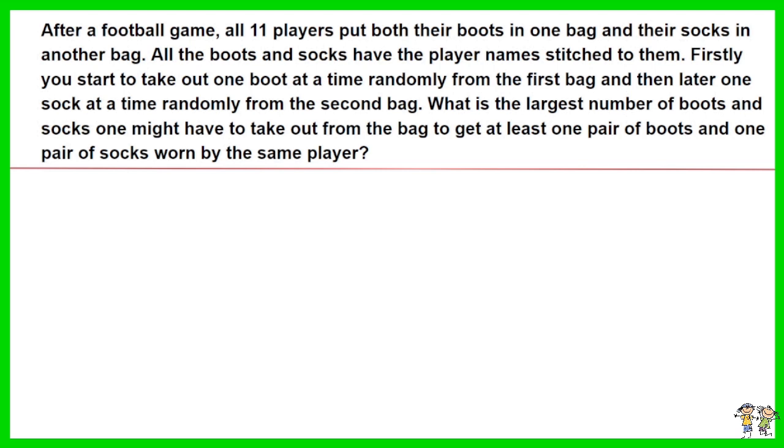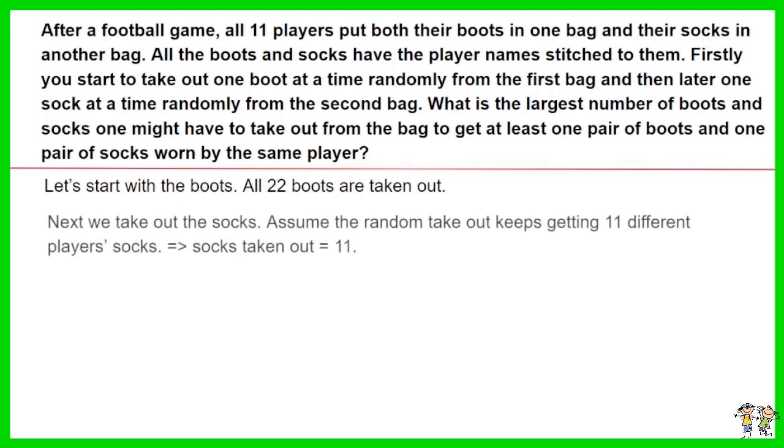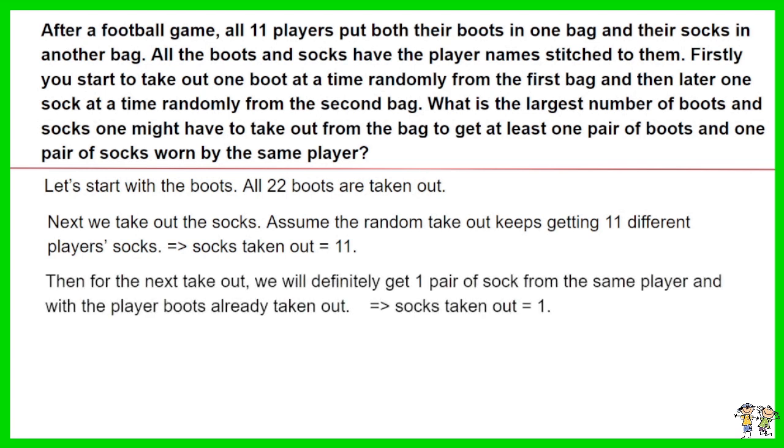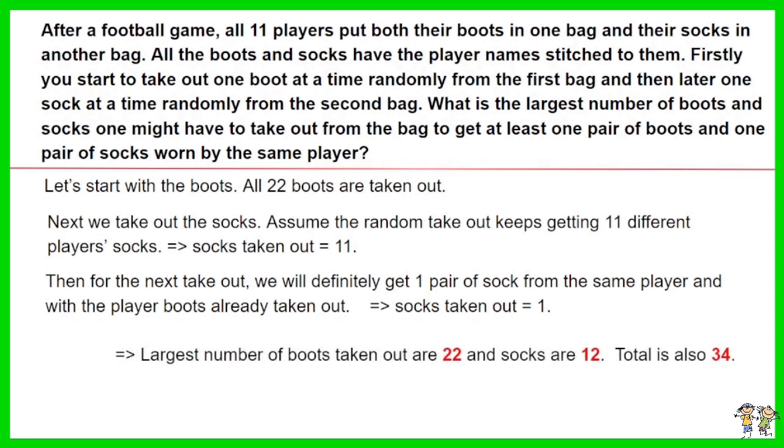There is another approach. Let's start with the boots. All 22 boots are taken out. Next we take out the socks. Assume the random take-out keeps getting 11 different players' socks. Thus socks taken out equals 11. Then for the next takeout, we will definitely get one sock from the same player whose boots were already taken out. Thus socks taken out equals 1. The largest number of boots taken out is 22 and socks is 12. Thus the total is 34.